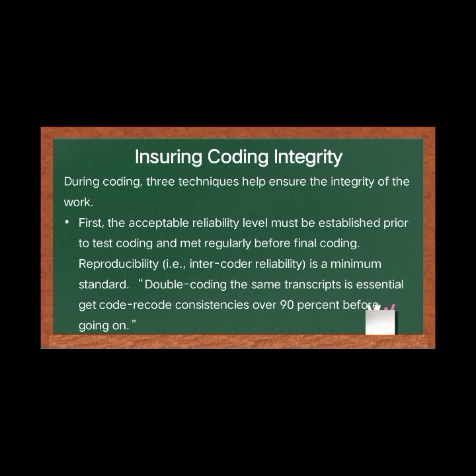Ensuring coding integrity. During coding, 3 techniques help ensure the integrity of the work. First, the acceptable reliability level must be established prior to test coding and met regularly before final coding. Reproducibility, i.e., intercoder reliability, is a minimum standard. Double coding the same transcripts is essential. Get code recode consistencies over 90% before going on.